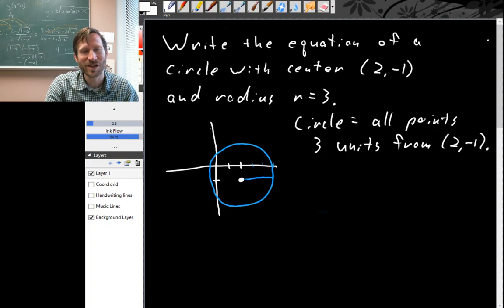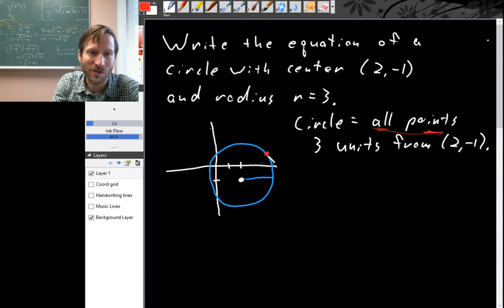Generally, how you can write an equation for something is to try to describe it in symbols in a way that somehow reflects the geometric description, the words. So what we need to do is somehow describe all points that are 3 units from (2, -1). Well, describing all points is tricky. Let's describe the points one at a time.